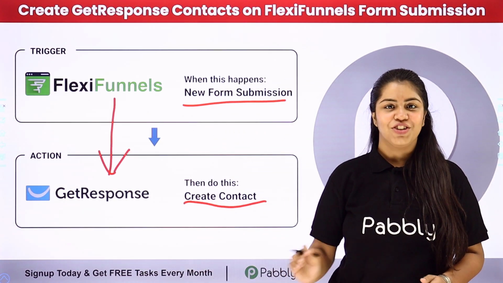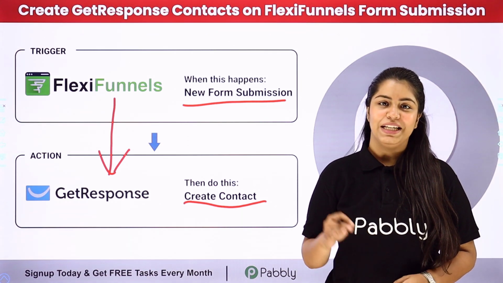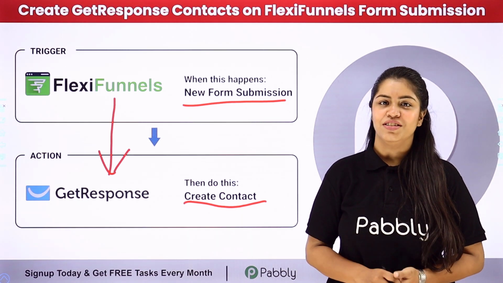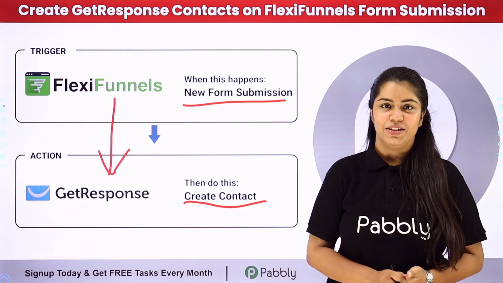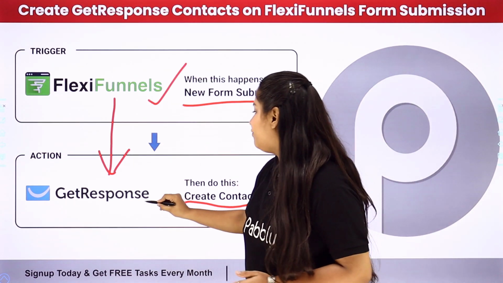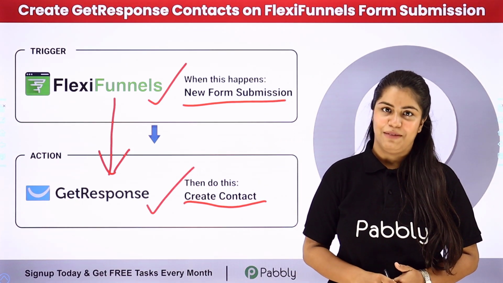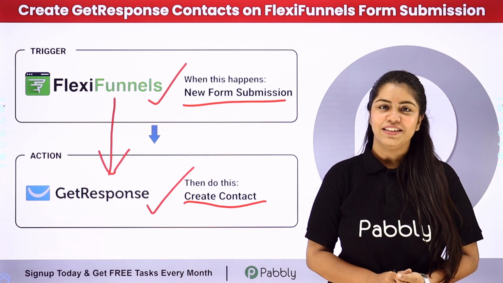To create this connection without knowing any coding or programming language, we are going to use Pabbly Connect. It is an amazing automation software. So in Pabbly, we have the concept of trigger and action. For trigger, we are going to use FlexiFunnels, and for action, we are using GetResponse. So if you also wish to learn this process step by step, follow me through the screen.